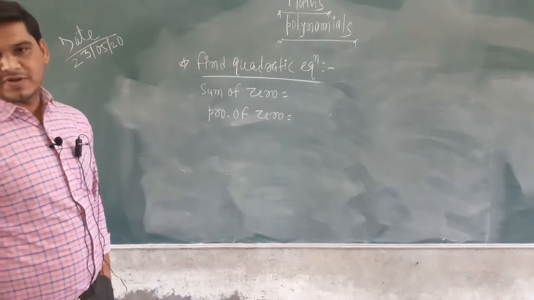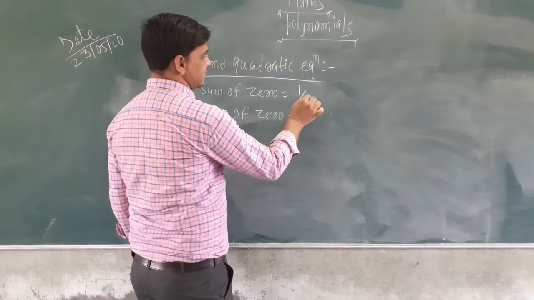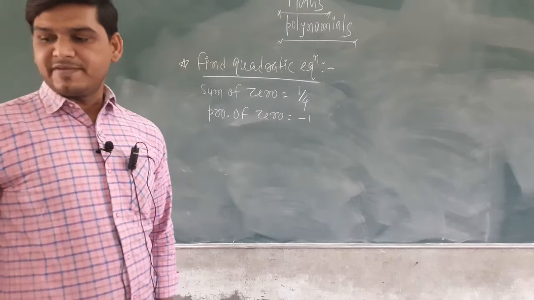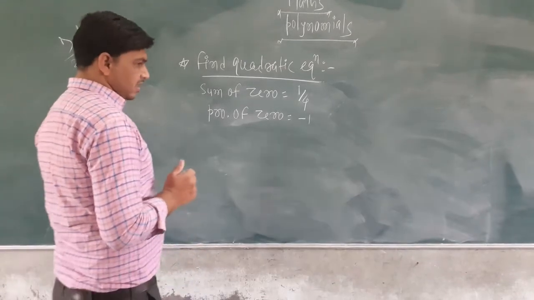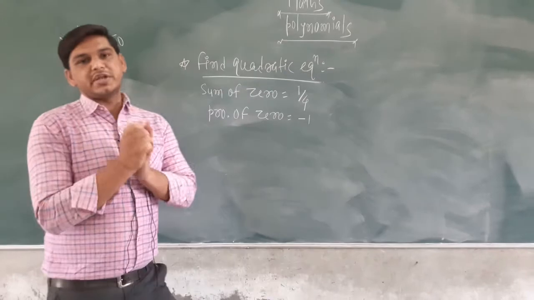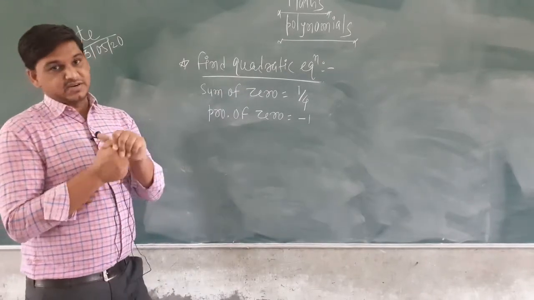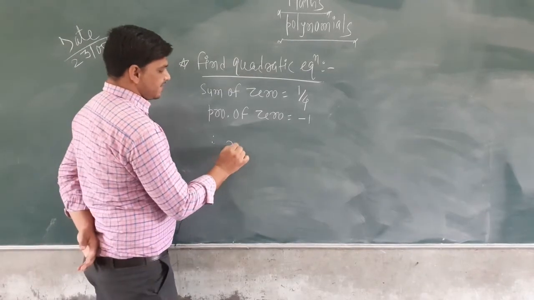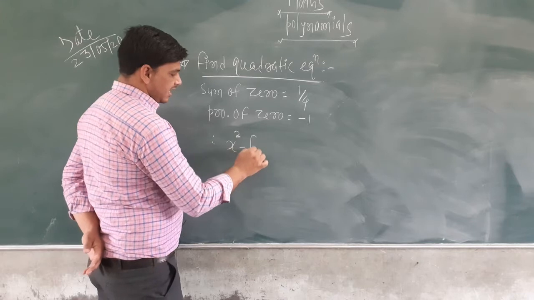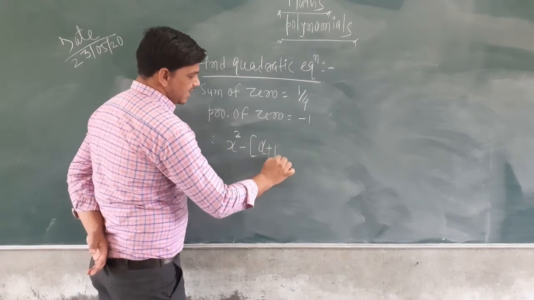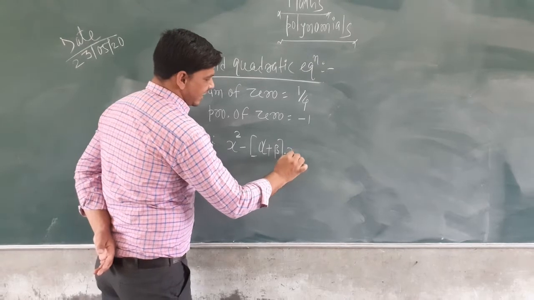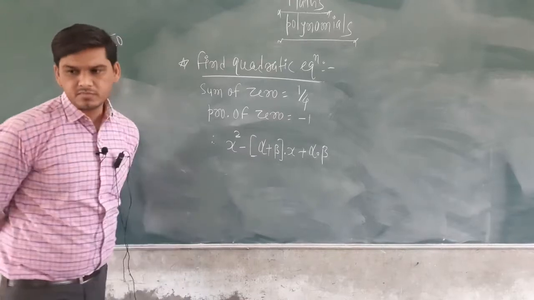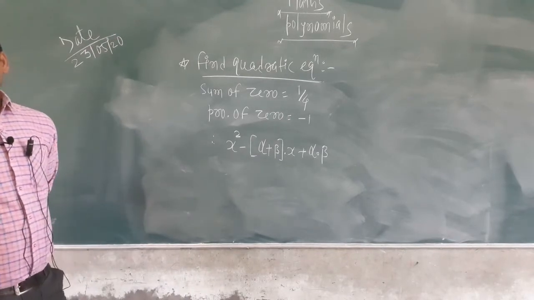Let me take one example. Sum of zeros will be 1 by 4 and product of zeros will be minus 1. How can we find the quadratic equation? In the previous class I also told you to find the quadratic equation when the sum of zeros and product of zeros is given, there is a formula. That formula we have to use: x square minus (alpha plus beta) into x plus alpha into beta.